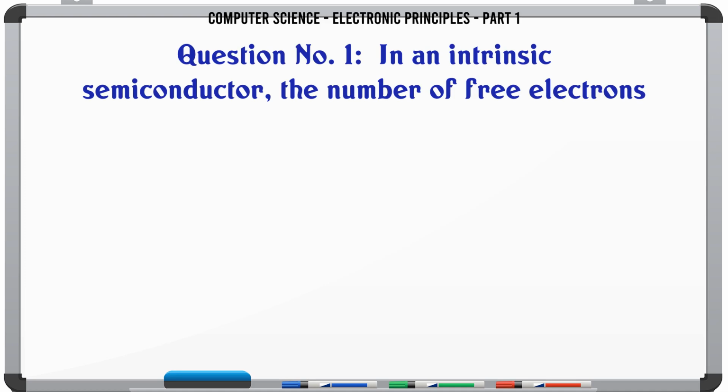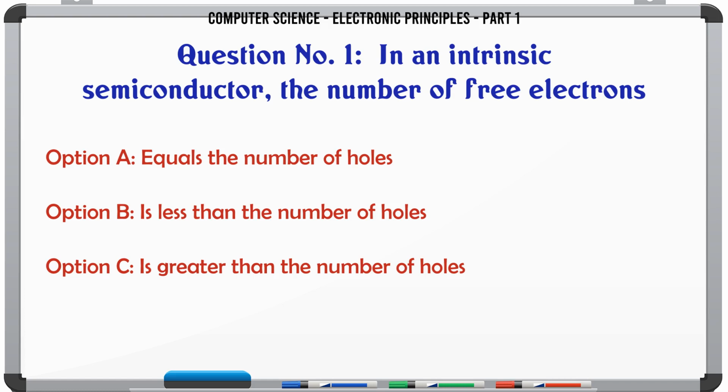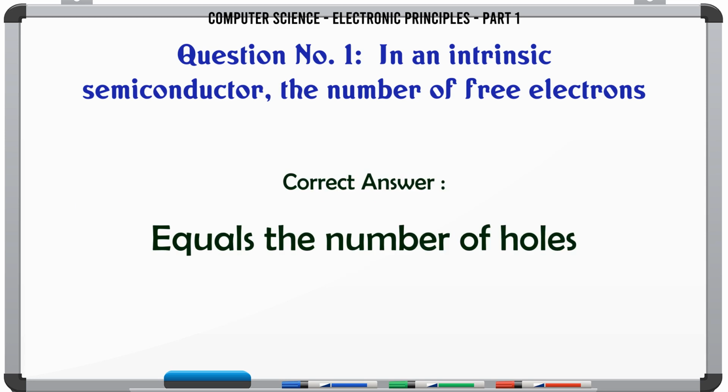In an intrinsic semiconductor, the number of free electrons: A. equals the number of holes. B. is less than the number of holes. C. is greater than the number of holes. D. impossible to say. The correct answer is equals the number of holes.